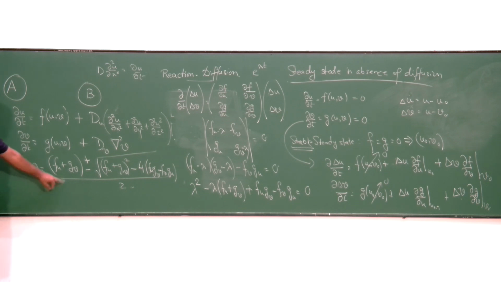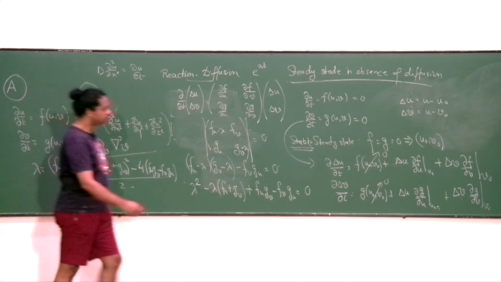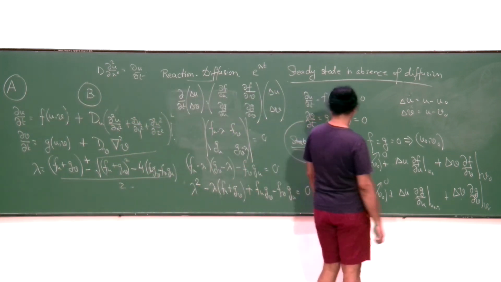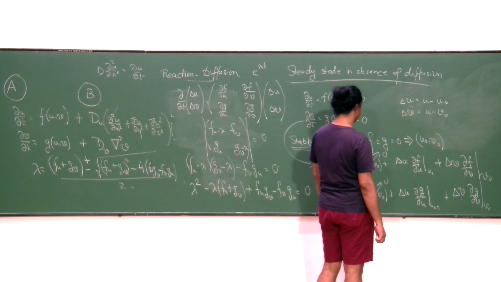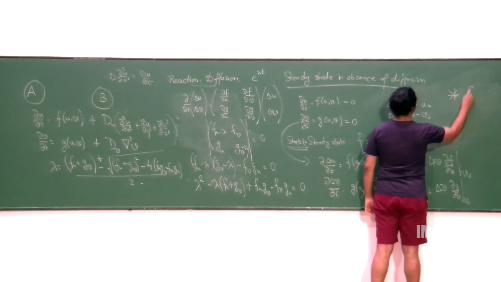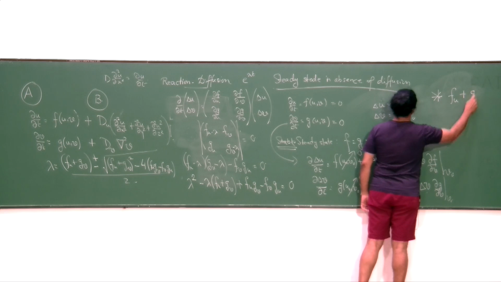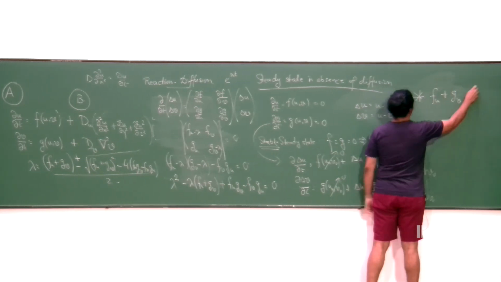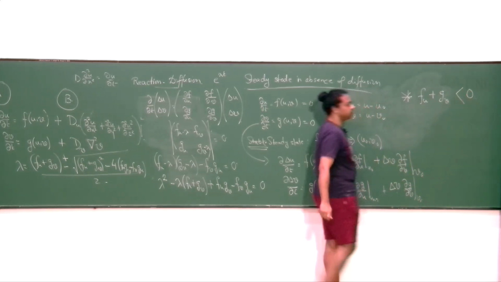Firstly, if you look at this equation, if fu plus gv is positive, I'm guaranteed to have at least one root that is always positive, right? So therefore, fu plus gv cannot be positive. So that is condition number 1. Okay, so let me write the conditions nicely somewhere here. That fu plus gv has to be negative.